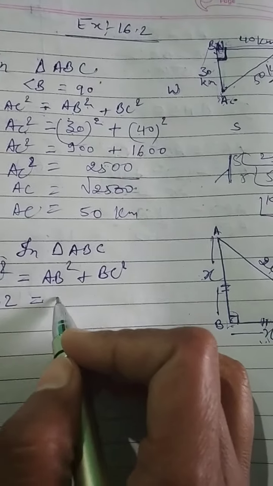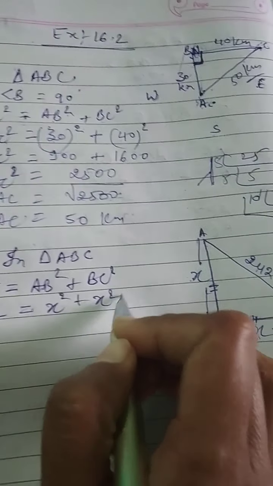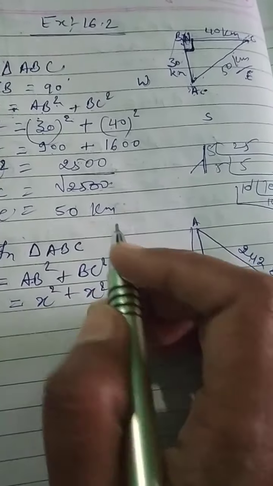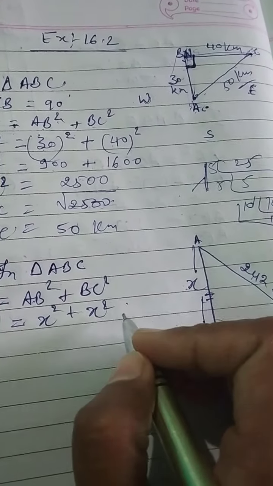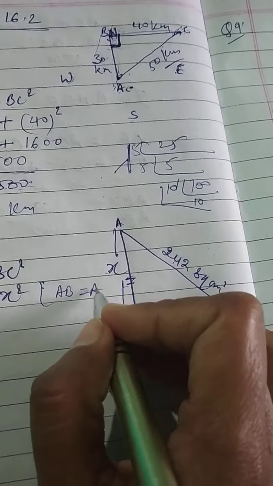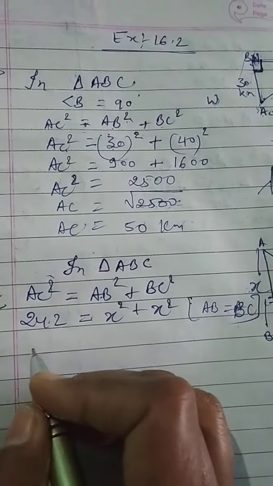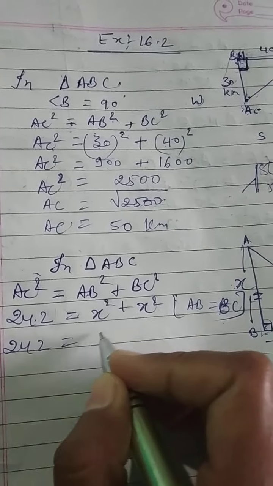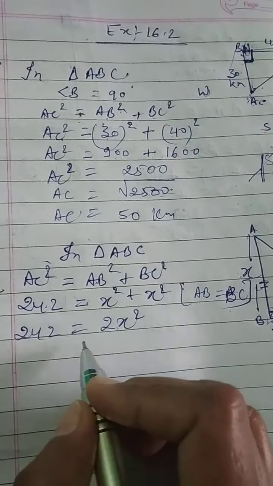Okay. Now AB value we have let as x, so x square, and BC also x, because AB is equal to BC is given in the question. Here you will write somewhere that AB is equal to BC, because it is an isosceles triangle. Now 242 is equal to x square plus x square, which is equal to 2x square.